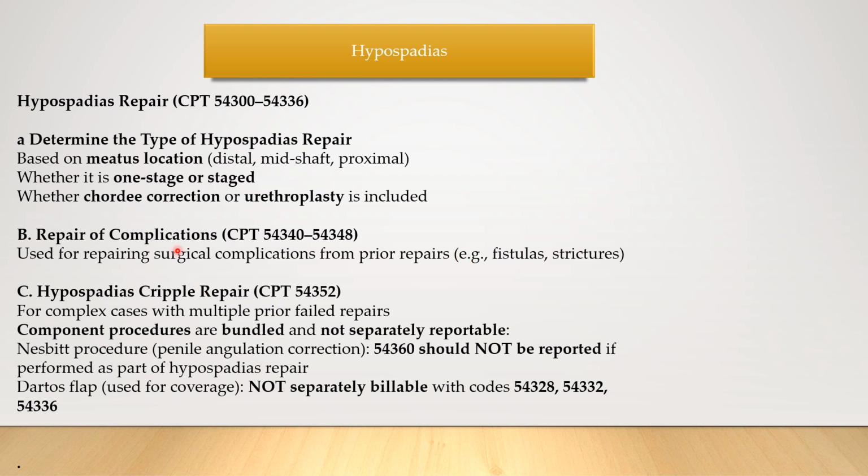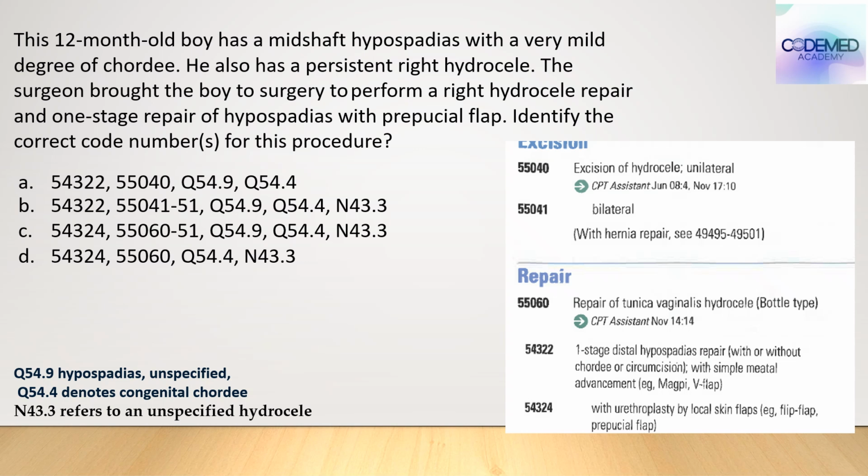Then we have a separate code for the repair of the complication, and the component procedures. There are many procedures which are sometimes bundled and not separately reported, like the penile angulation correction, which is chordae. It is done by the Nesbit procedure, and so we shouldn't report that separately if performed as a part of hypospadias repair. So these are the important guidelines one must pay attention to while doing the question. So let us take one question.